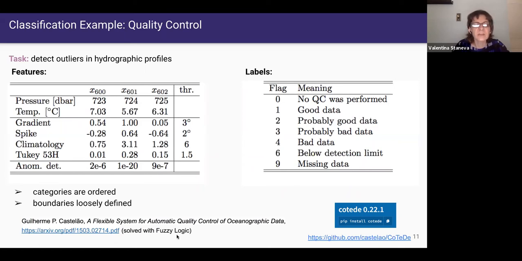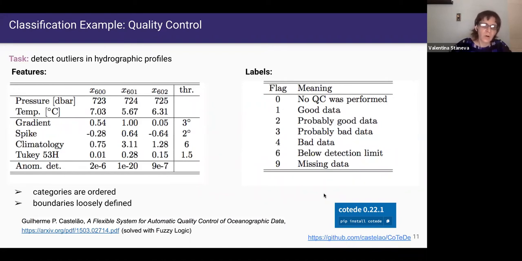And in fact, in the paper which studied this problem, they approached it with fuzzy logic, which allows for fuzzy boundaries, in the sense that you can do something more than just a standard classification. You can allow for a little bit of change in the boundaries. And if you want to use solutions like that, there is also a package called TD associated with this paper, which implements this quality control method.